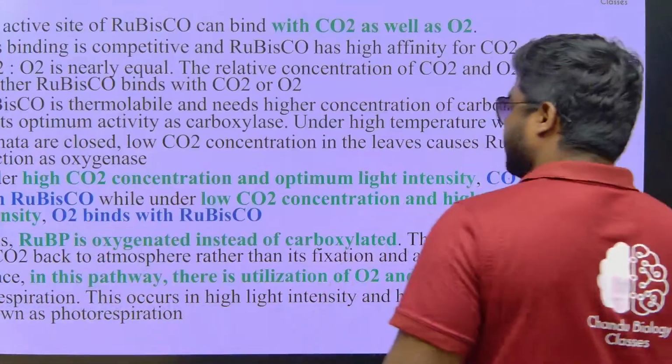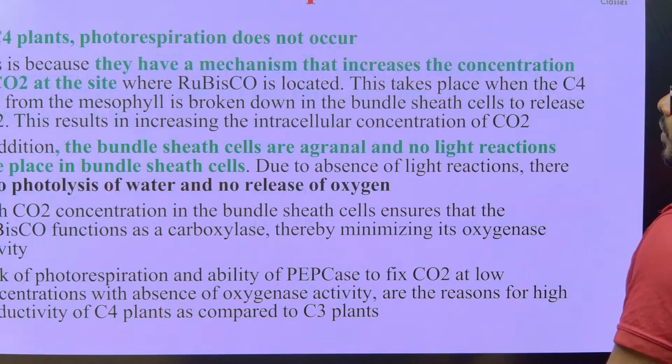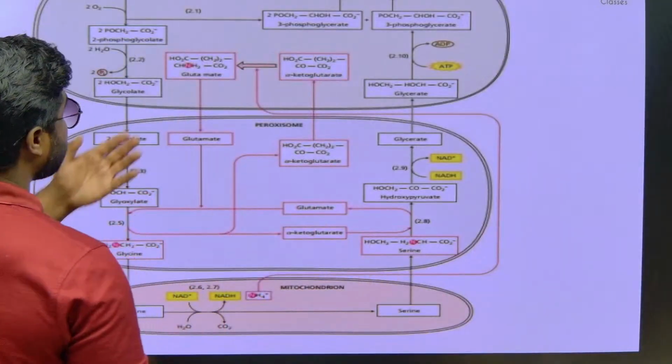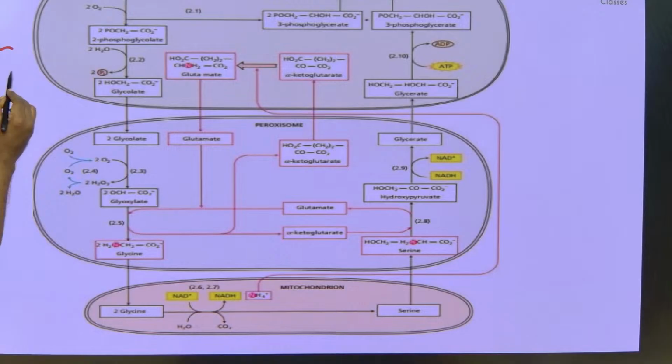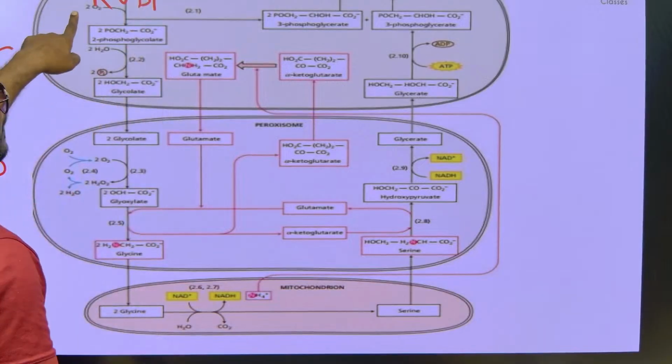Now listen. What do we have to do now? Look into the picture once again, now answer all of you. There are 3 organelles: chloroplast, peroxisome and mitochondria. Okay. Now all of you once again look into the point. This is what, friends? RuBP. How many carbons? 5 carbons.